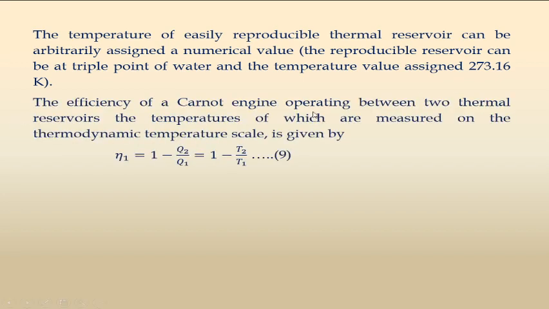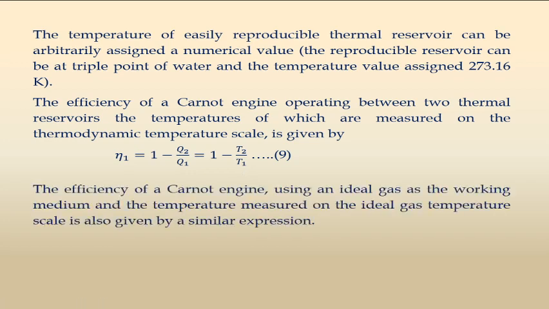The efficiency of a Carnot engine operating between two thermal reservoirs, the temperatures of which are measured on the thermodynamic scale, is given in terms of its efficiency. Eta is equal to, in terms of energy, the equation looks like this, but at the same time Q2 by Q1 can be written as T2 by T1. So you can replace them by their temperatures on the absolute scale of temperature. The efficiency of a Carnot engine using an ideal gas as working medium, with the temperature measured on the ideal gas temperature scale, is also given by a similar expression.